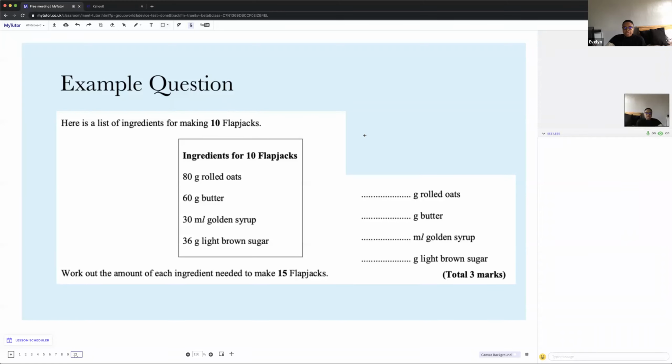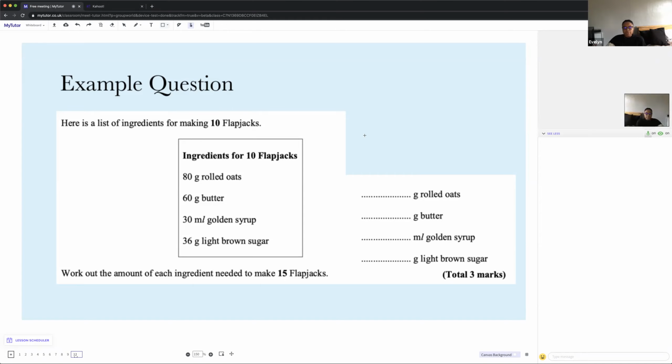Now, the question is saying that here's a list of ingredients for making 10 flapjacks. So you need 80 grams of rolled oats to make 10 flapjacks, 60 grams of butter, 30 milliliters of golden syrup, 36 grams of light brown sugar. Now they've asked you to work out the amount of each ingredient needed to make 15 flapjacks.